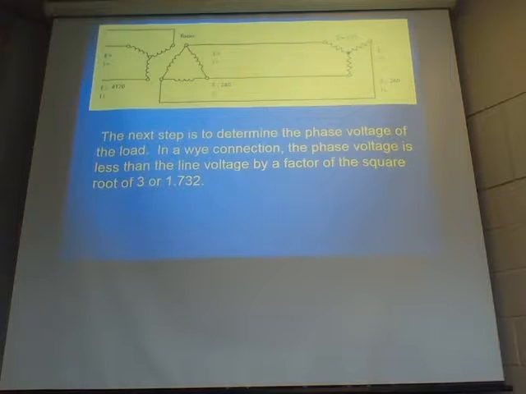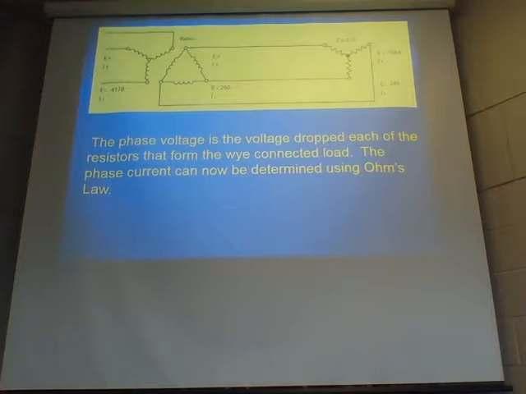The next step is to determine the phase voltage of the load. In a Y connection, the phase voltage is less than the line voltage by a factor of the square root of 3, or 1.732. So line voltage, 240 volts, divided by square root of 3 gives you 138.6 volts for the phase voltage. The phase voltage is the voltage dropped across each of the resistors that form the Y-connected load.